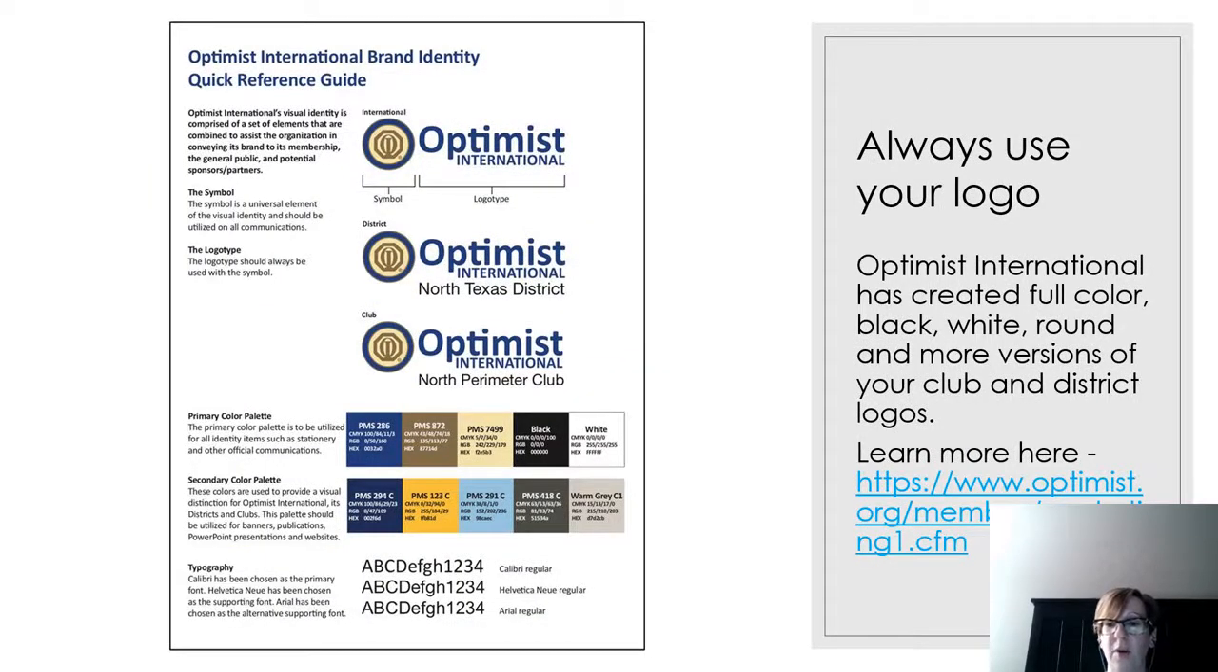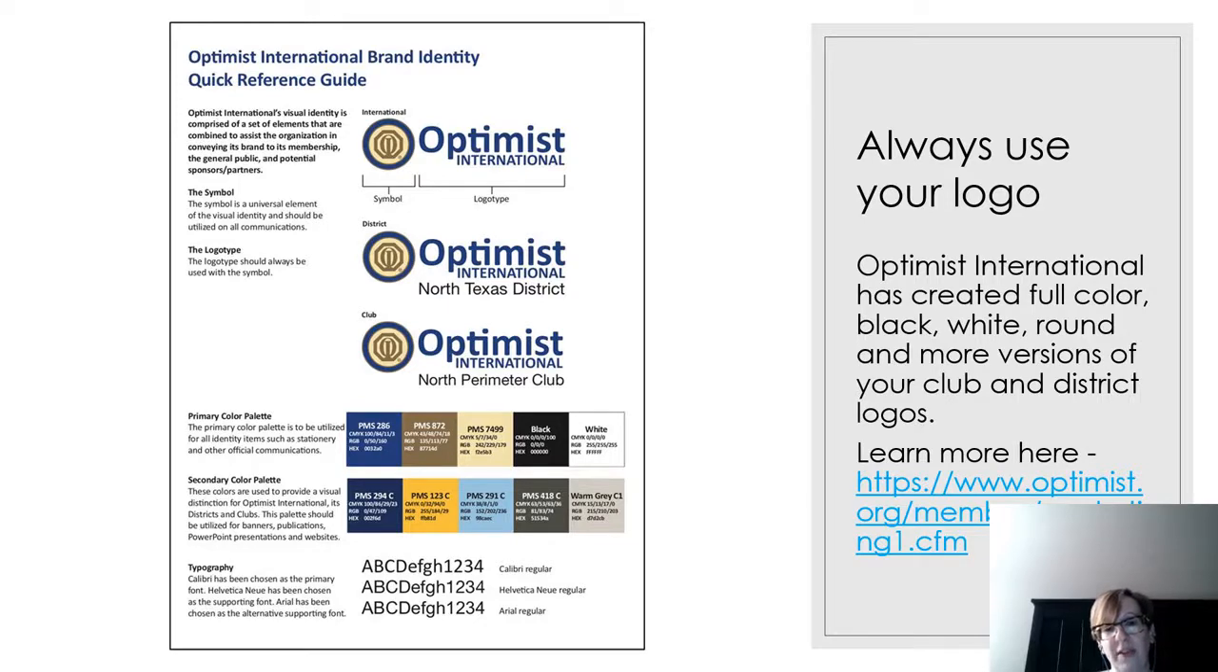So a couple years ago, the marketing committee reviewed and revised the Optimist International logo. And then OI also went through and created full color, black, white, round, and other versions of the logo for every club and district in our organization. And every time a new club is added, the new logo is added to the website there. So I encourage you to go to the Optimist International website and find your club's new logo and make sure to use that on your materials, not just your social media and your print materials, but also your shirts, hats, etc.